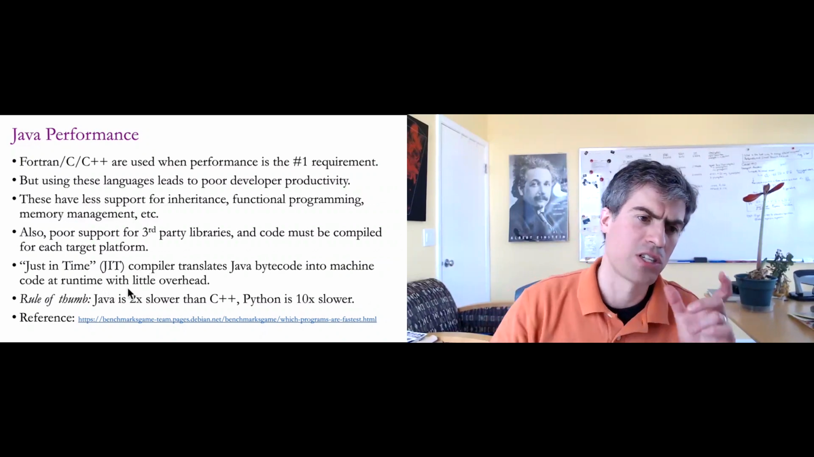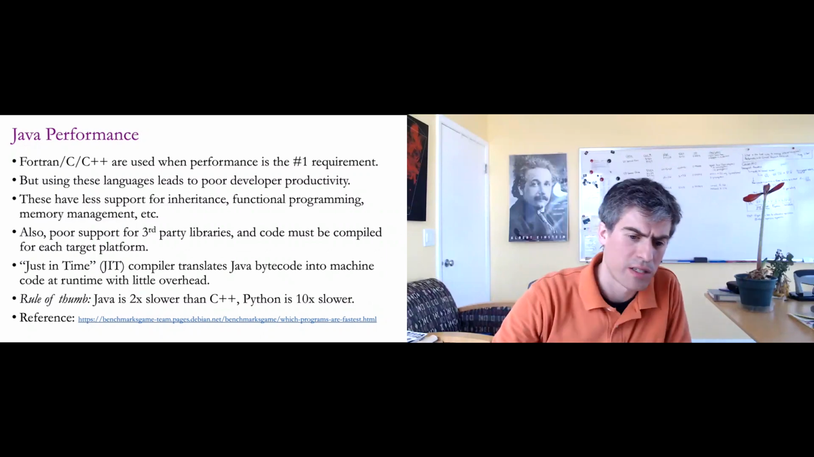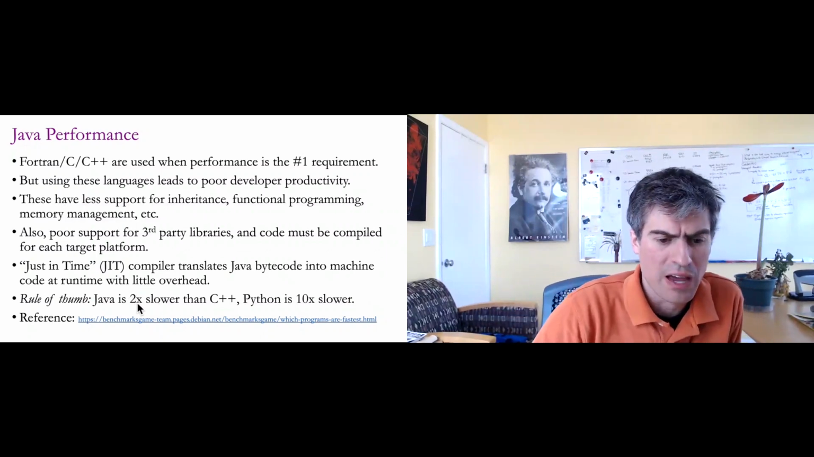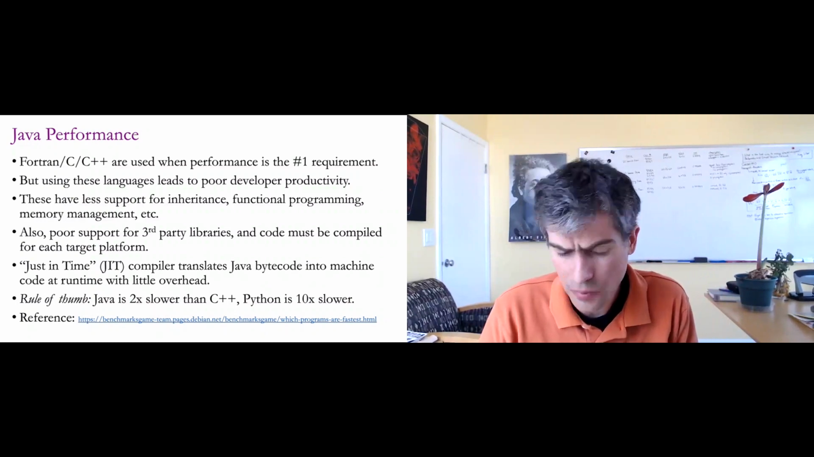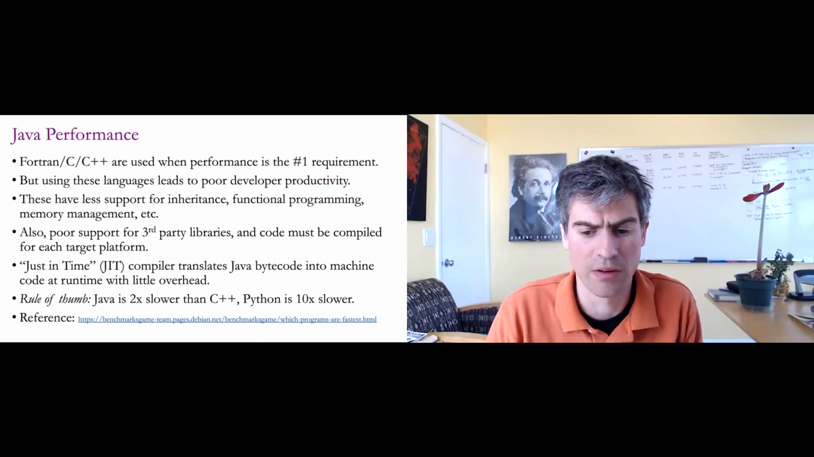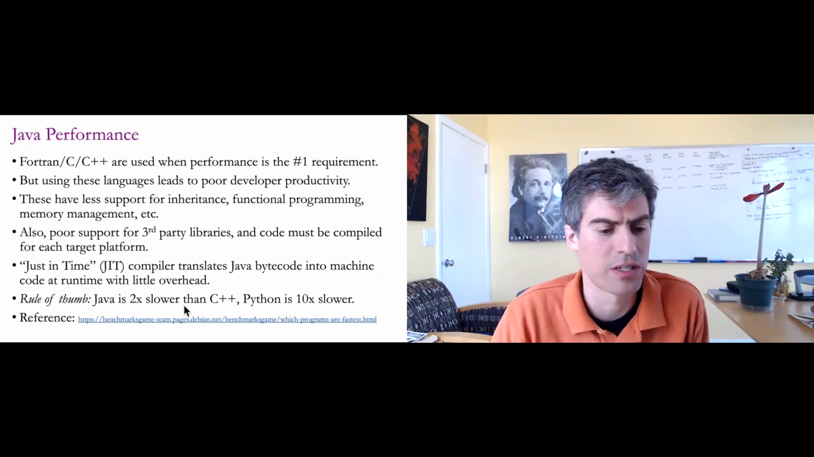Yeah, so Java is a bit slower than C++. It's about half the speed, twice as slow. But the performance is still a lot better than Python on average. So Python is maybe 10 times slower than C++. Java is about twice as slow.